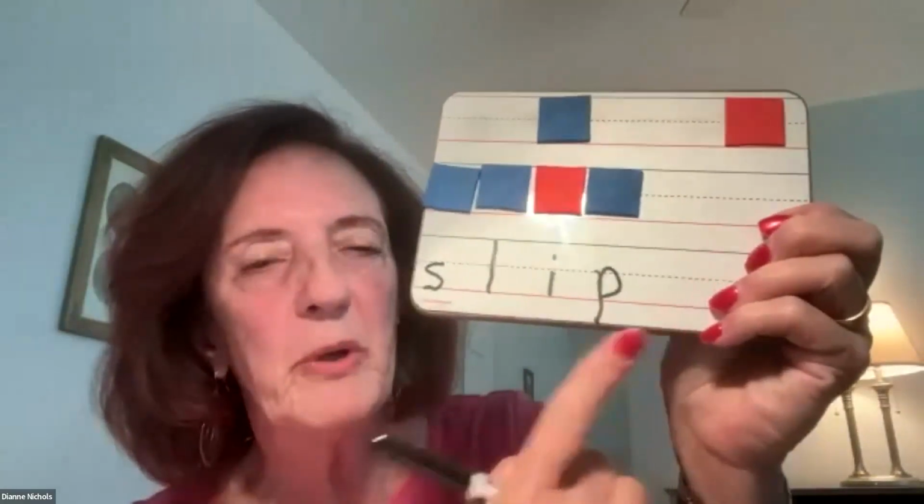Okay, now we're going to do a word with a blend. Ready? Slip. And I'm going to say my student was really good. He put that together. Slip. Do you know how to write those sounds? Okay, yeah, I know how to write. What's the next sound? Sl, yeah. Sl, slip.